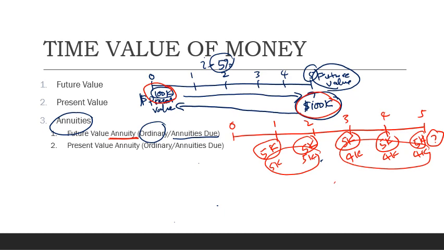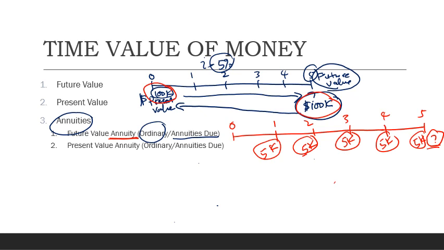The idea behind annuity, two things. It must be a series of payments, one. Number two, the payment must be the same amount. So if it is a future value annuity, we want to know what is the future amount at the end of the time series.